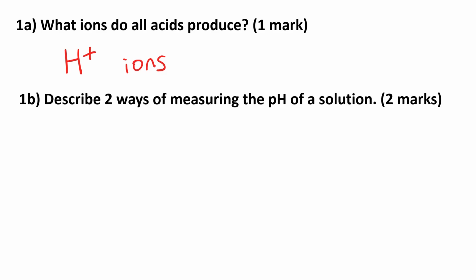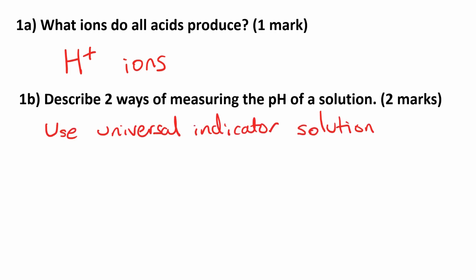Describe two ways of measuring the pH of a solution. Well, one way that you'll all be familiar with is using universal indicator solution. So you add a few drops of the solution and match the colour of the solution with the pH chart, and that will tell you the pH number.